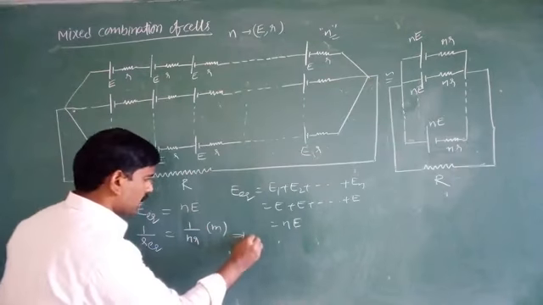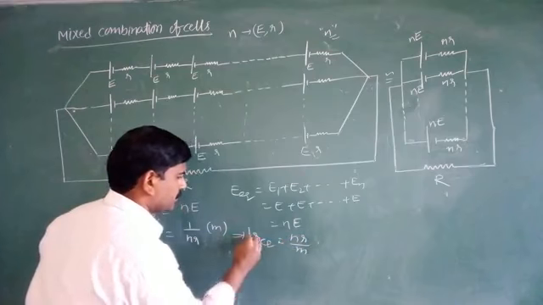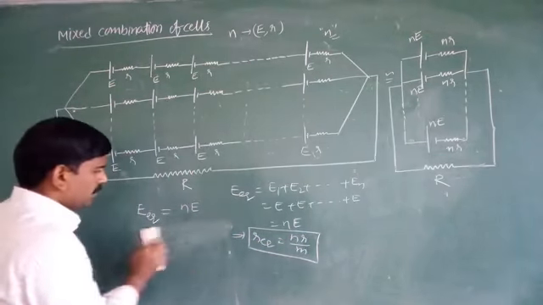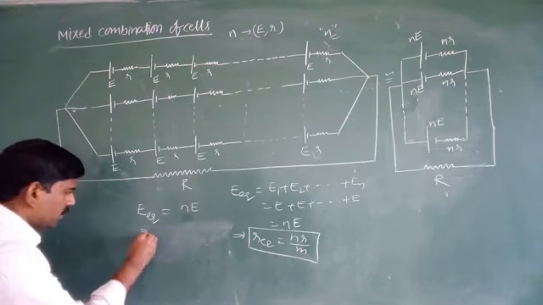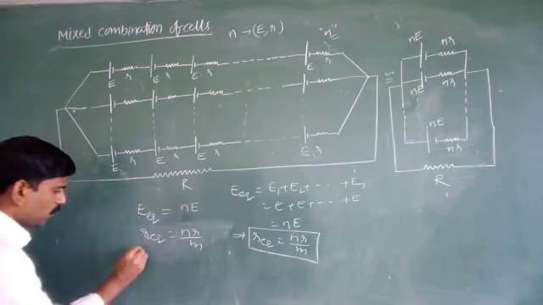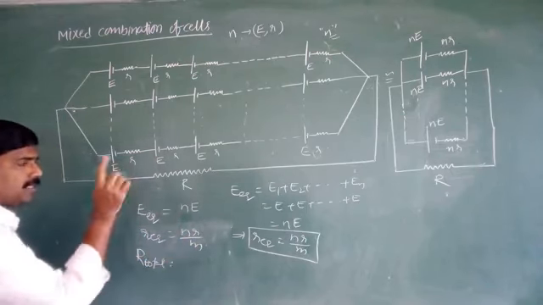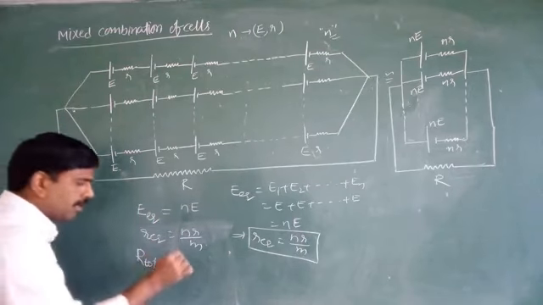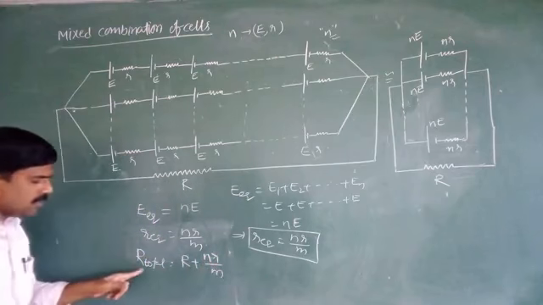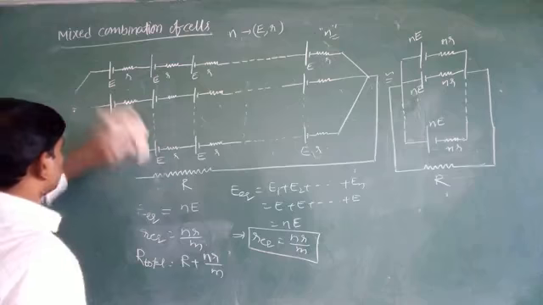Therefore, from this one, R equivalent is equal to nr by m. Therefore, the total resistance in that circuit: this nr by m is in series with the capital R. Therefore, the total resistance is capital R plus nr by m.